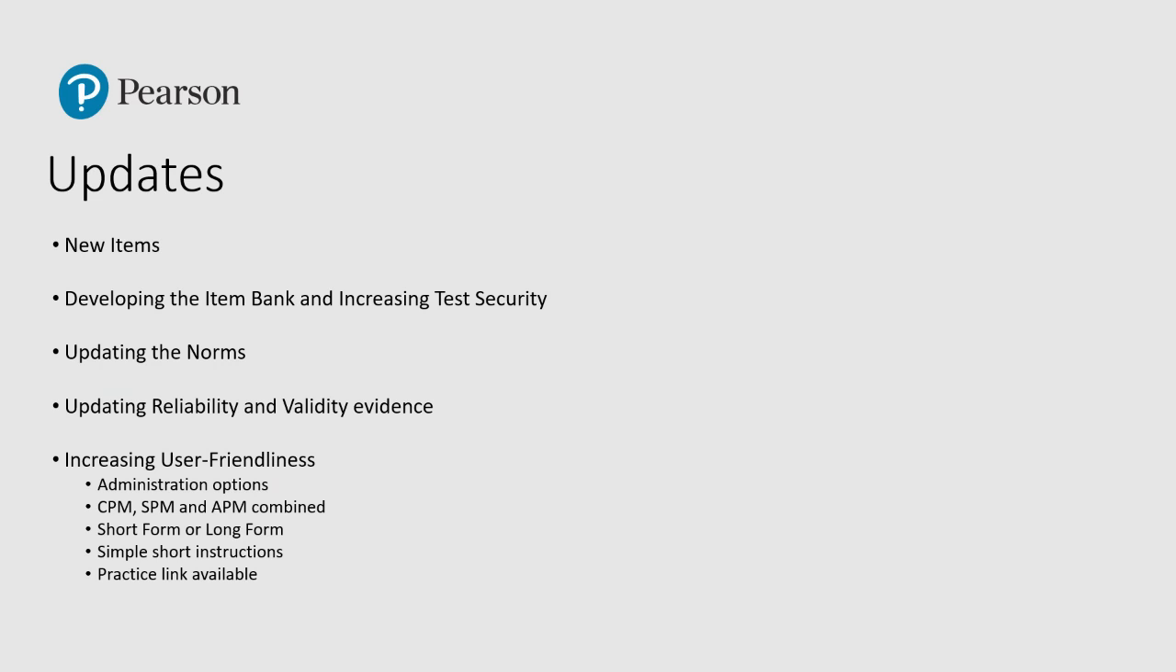Then we have the updating of reliability and validity evidence. During the development of the measure and standardisation, reliability and validity studies were conducted to obtain updated evidence of reliability and validity for the intended use and interpretation of the Ravens 2 assessment results.